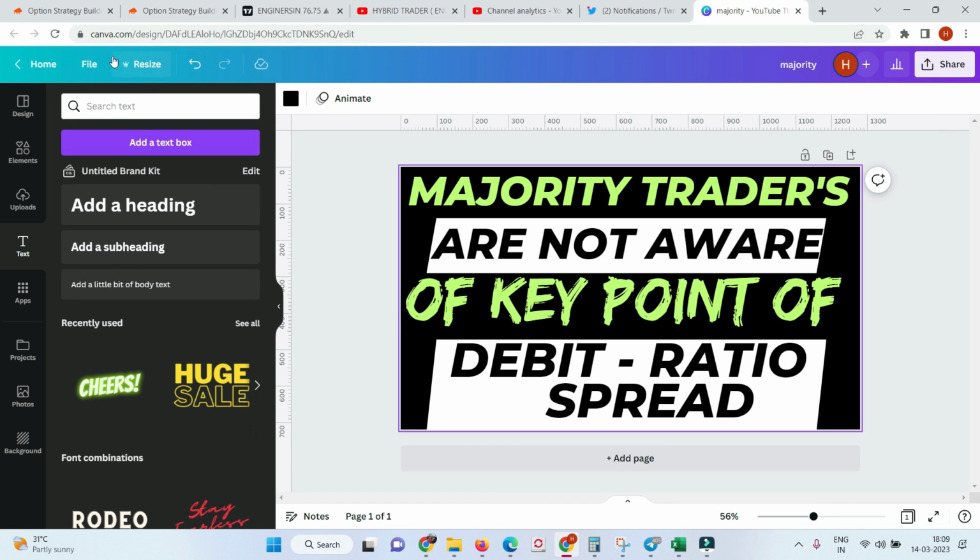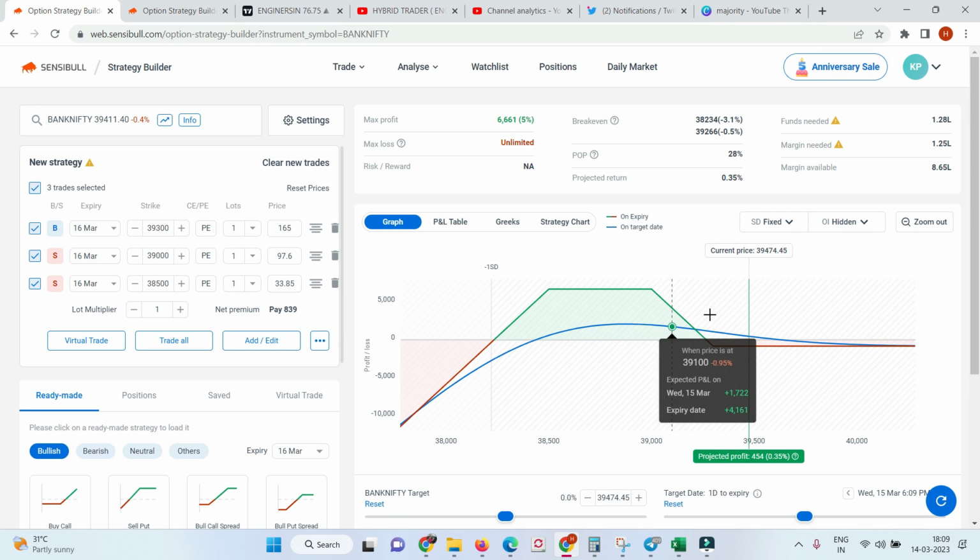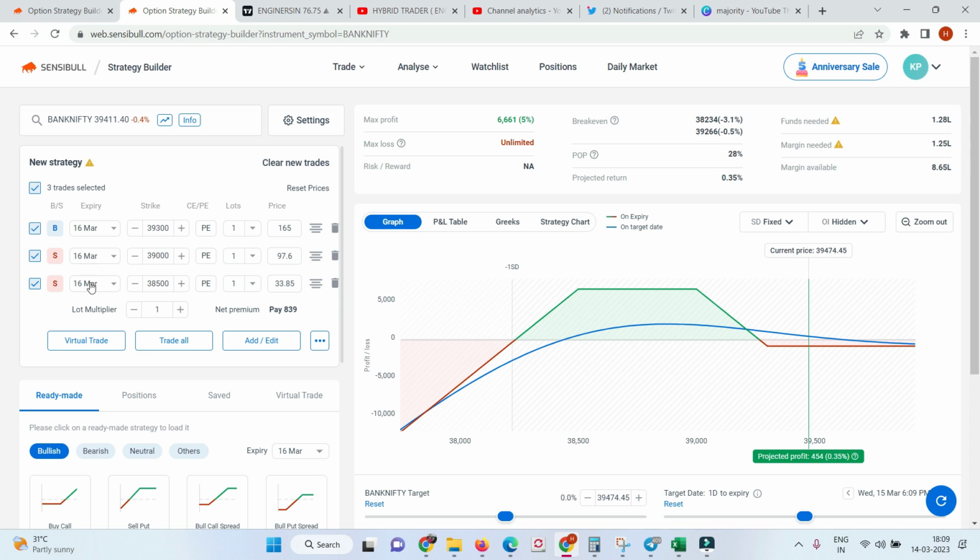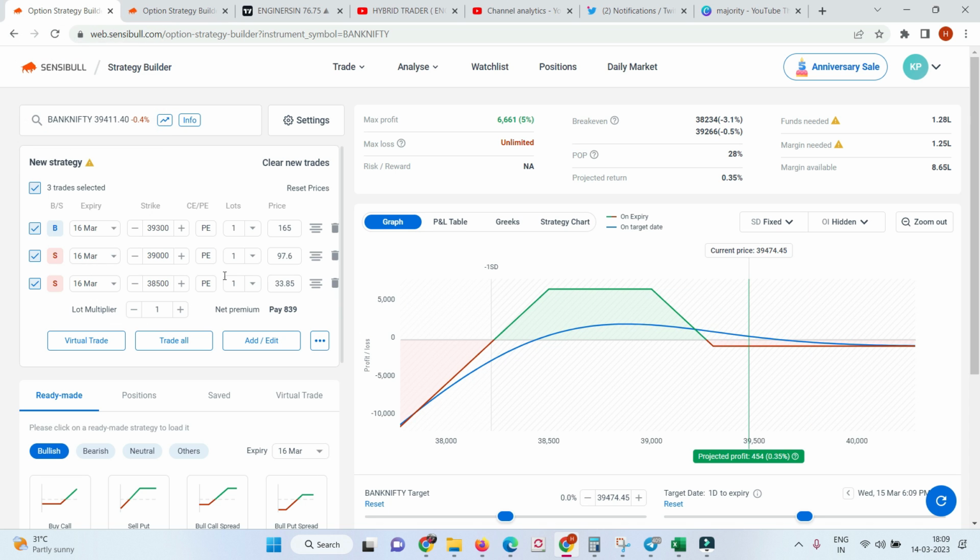All right, so let me take you to Sensibull. What I've done is I've just deployed a put ratio spread for 16th March. I've taken two windows, and I've deployed the same put ratio spread in both so that I can show you the pointer we were discussing, which you might not be aware of.